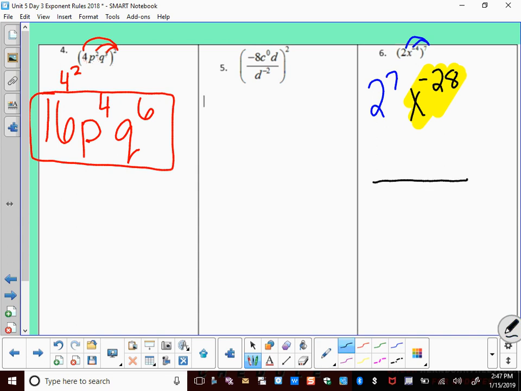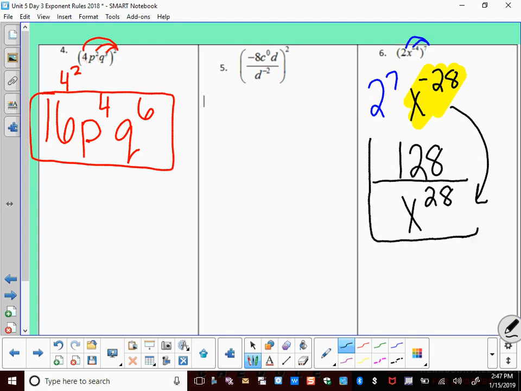What stays on top? What's 2 to the 7? Go ahead and type that in. You're multiplying 2 times 7, no, 2 to the 7th. You should get 128 on top. And then this guy moves to the bottom and becomes positive: x to the power of 28. Whenever we move that negative exponent, it becomes positive. Now I got it.